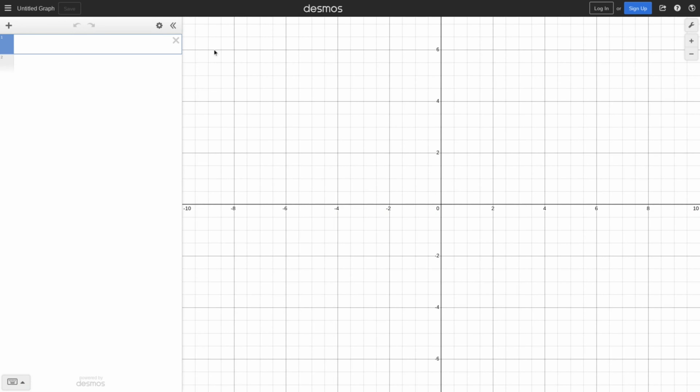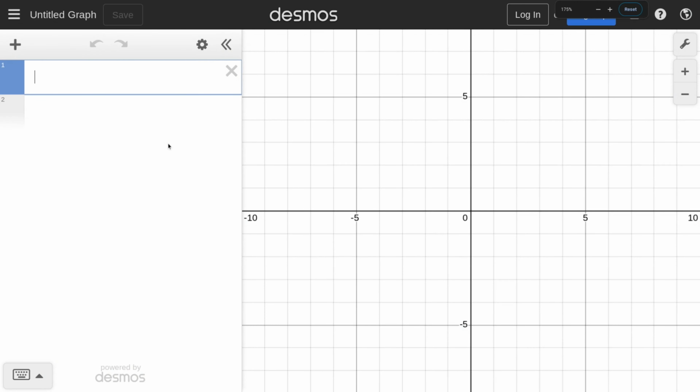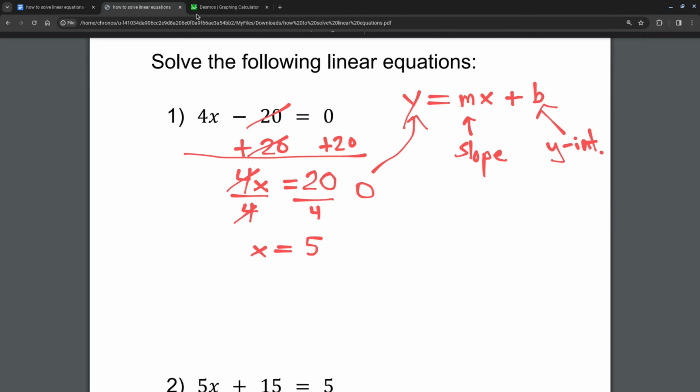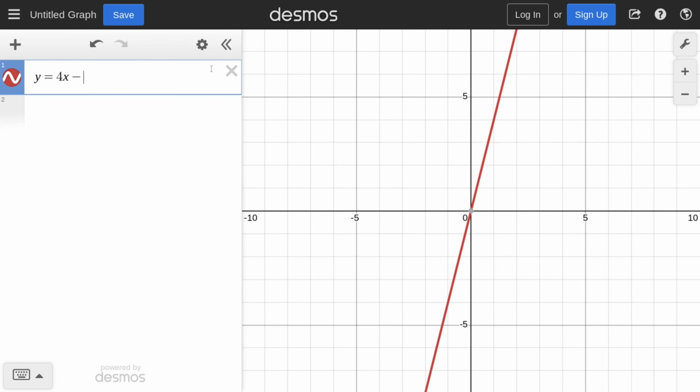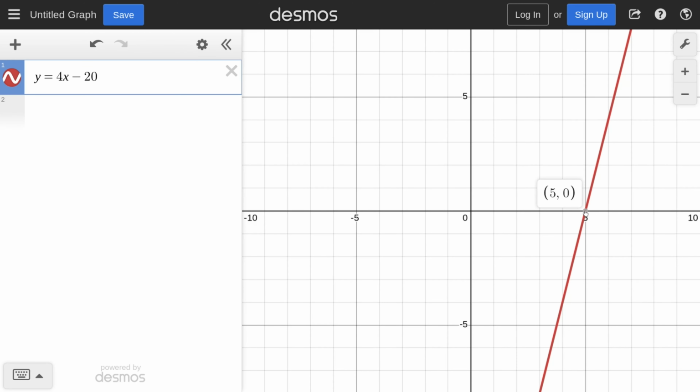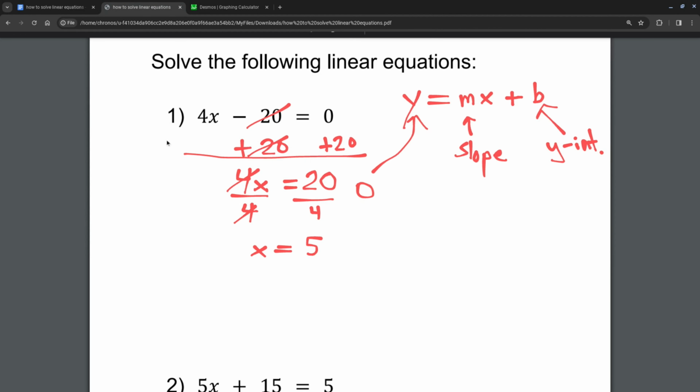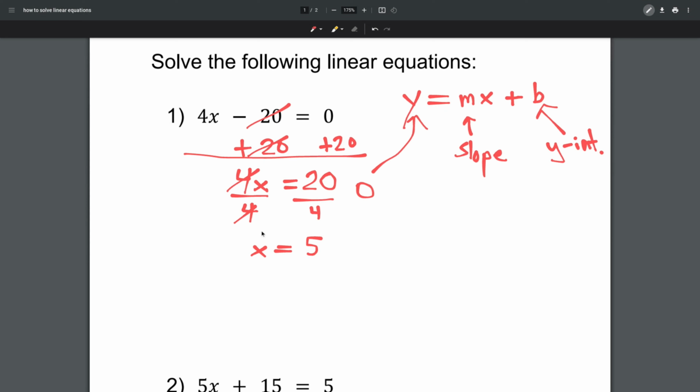Okay? So if I go up here and I go to Desmos, and let me increase this a little bit. Okay, so if we say y equals this left-hand side, 4x minus 20, you'll see it crosses at x equals 5. So the solution is 5, right? So that's a graphical way to think about it, but you can also solve it algebraically, which we're going to do for the rest of these.